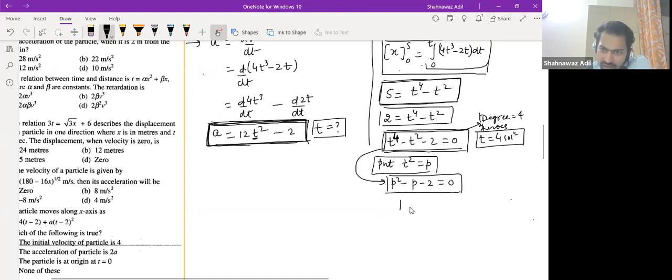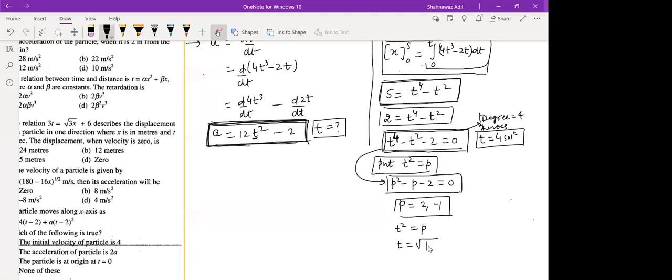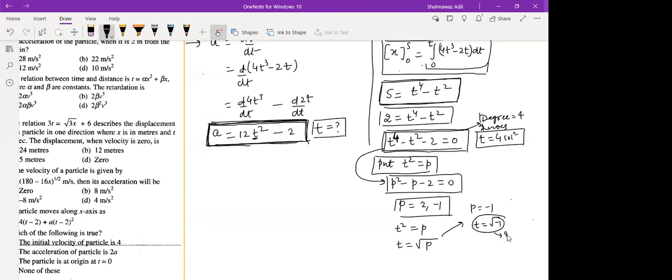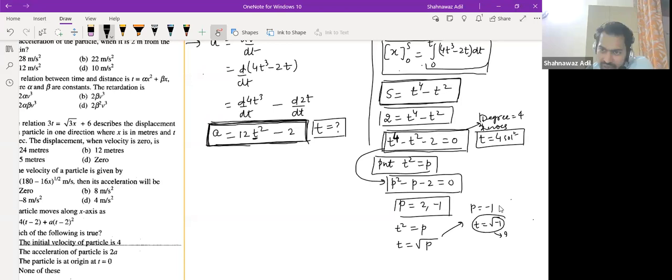Okay, now we are getting two values, 2 and minus 1. If I have p equals to minus 1, and my t square is p, so what is t? Sir, root p. And if p equals to minus 1, what is root of minus 1? This is an imaginary number, right? So then minus 1 is discarded, which means that p equals to 2. So t is root 2. Is that clear, guys?